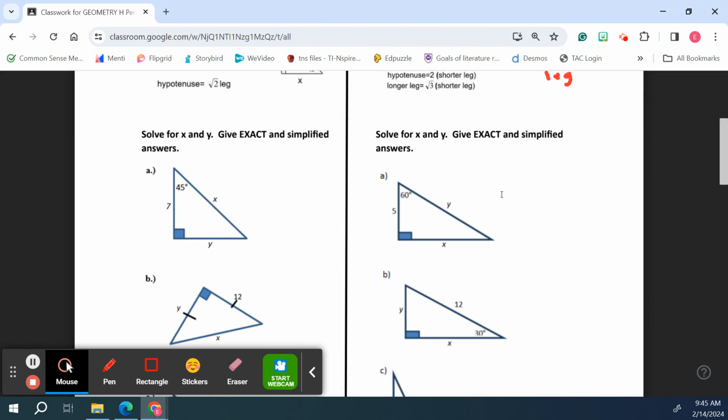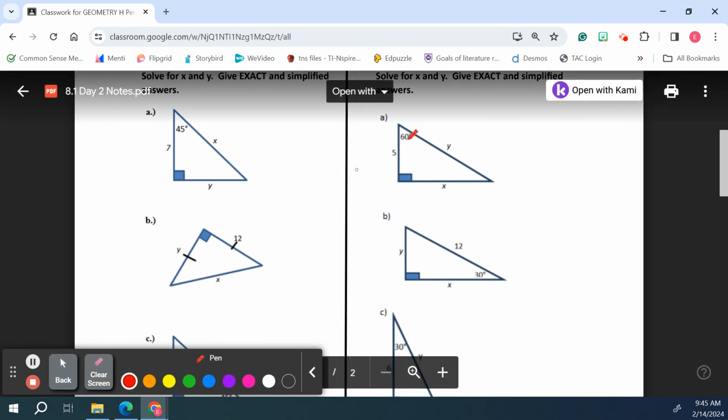Again, we're giving exact answers. All right, so here I have a 60-degree angle. There's my 90. I know this is my 30. Whoa, there we go. I go directly across. So 5 is my short leg, and I know that's my X. This is my long leg, and I know that is X square root 3. And this is my hypotenuse, which I know is 2 times that short leg, or X.